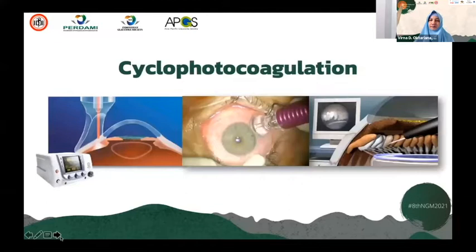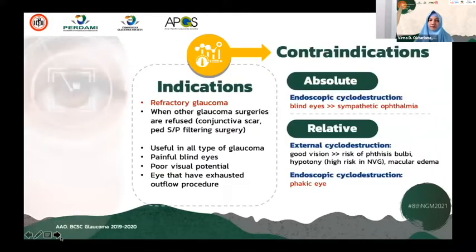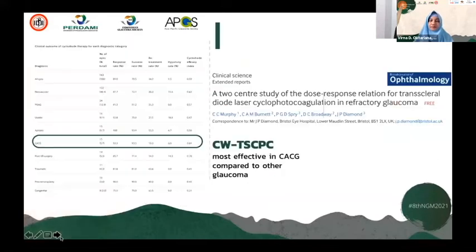Second, cyclophotocoagulation is to reduce the inflow of the aqueous. The conventional transscleral CPC is something that we have known for a long time in refractory glaucoma. But when we have to do cyclophotocoagulation, particularly endoscopic CP, in blind eyes, we have to be very cautious because sympathetic ophthalmia can happen. And in the phakic eye as well, when you do endoscopic CP, you might cause lens injury.